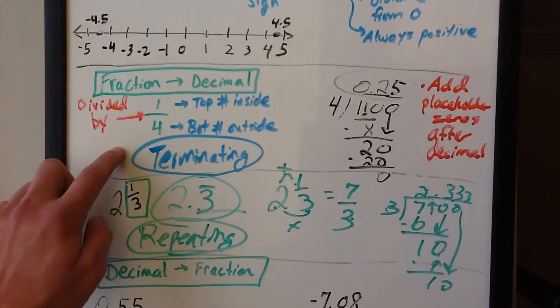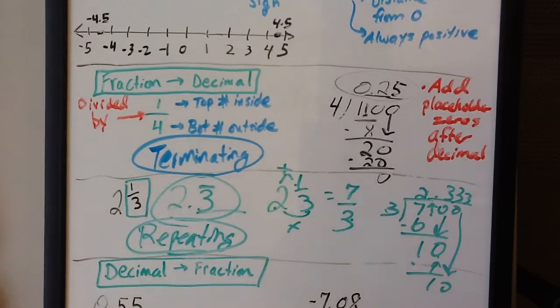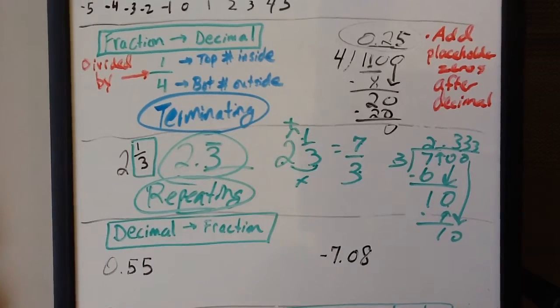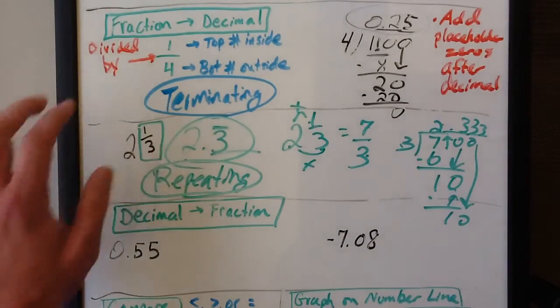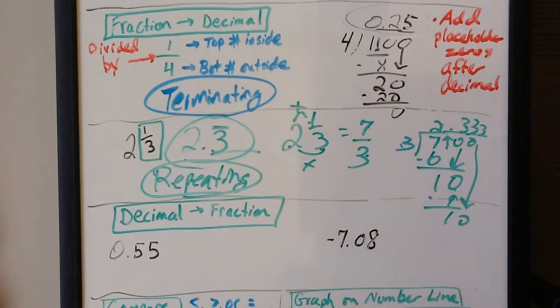All right, so this is a repeating decimal. We had terminating, that's one that stops or ends or terminates. A repeating decimal, a digit or digits, in this case 1 digit, repeats over and over again. All right, so there's fraction to decimal. We can also go the other way. If we have a decimal, we can make it a fraction.